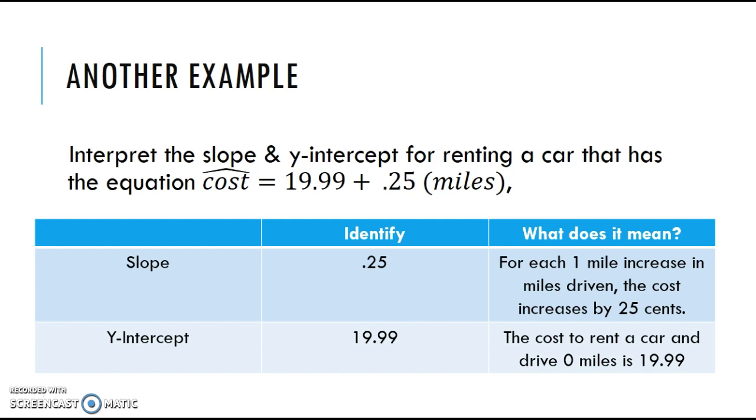The y-intercept is 19.99, and that means that the cost to rent a car and drive 0 miles is $19.99. So for this one, the starting value or our initial value would be when we haven't moved the car at all. It's that initial cost.